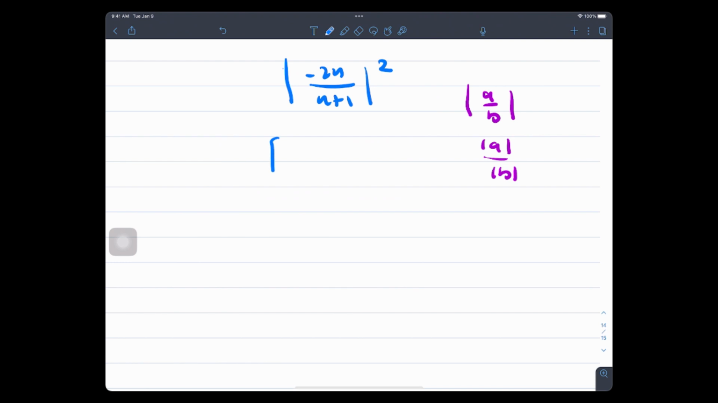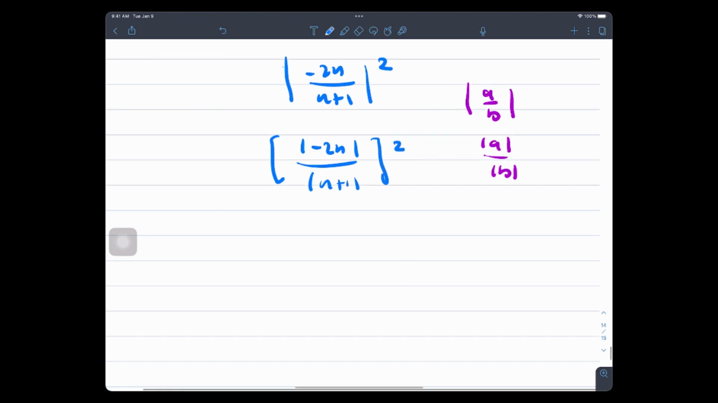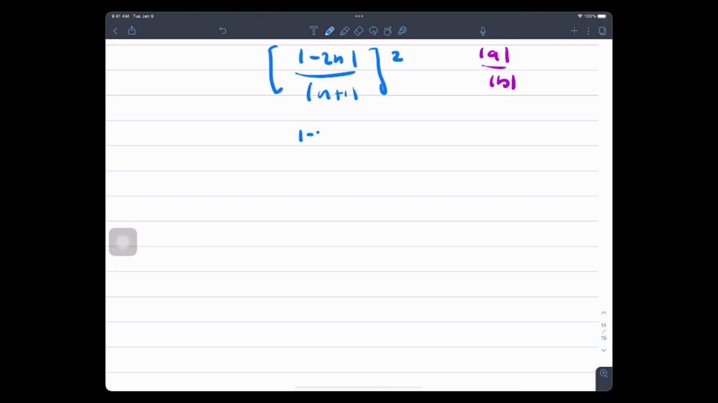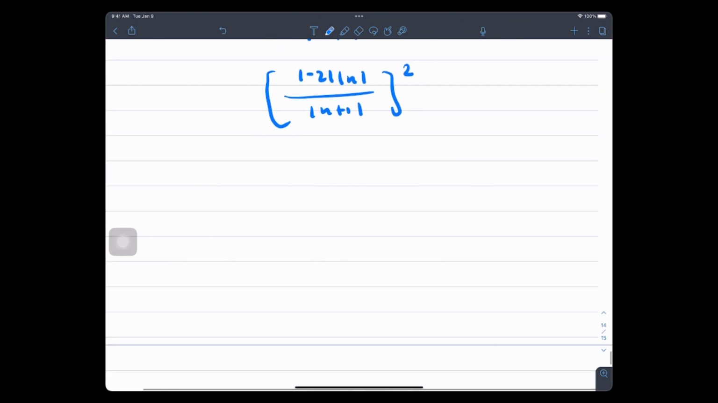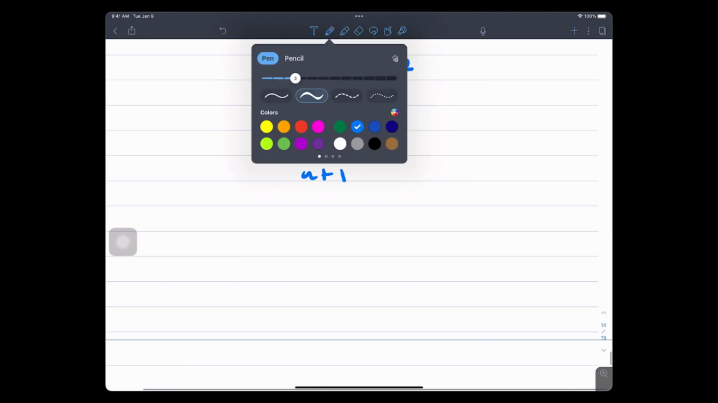So you can say absolute value of negative 2n over the absolute value of n plus 1. That's squared. Remember this product rule, absolute value of 2, absolute value of n, absolute value of n plus 1. This whole thing is squared. What's the absolute value of 2? 2. And then n is nice natural numbers, so they're positive. We could just get rid of the absolute value, right? And n plus 1. Do you guys remember that?